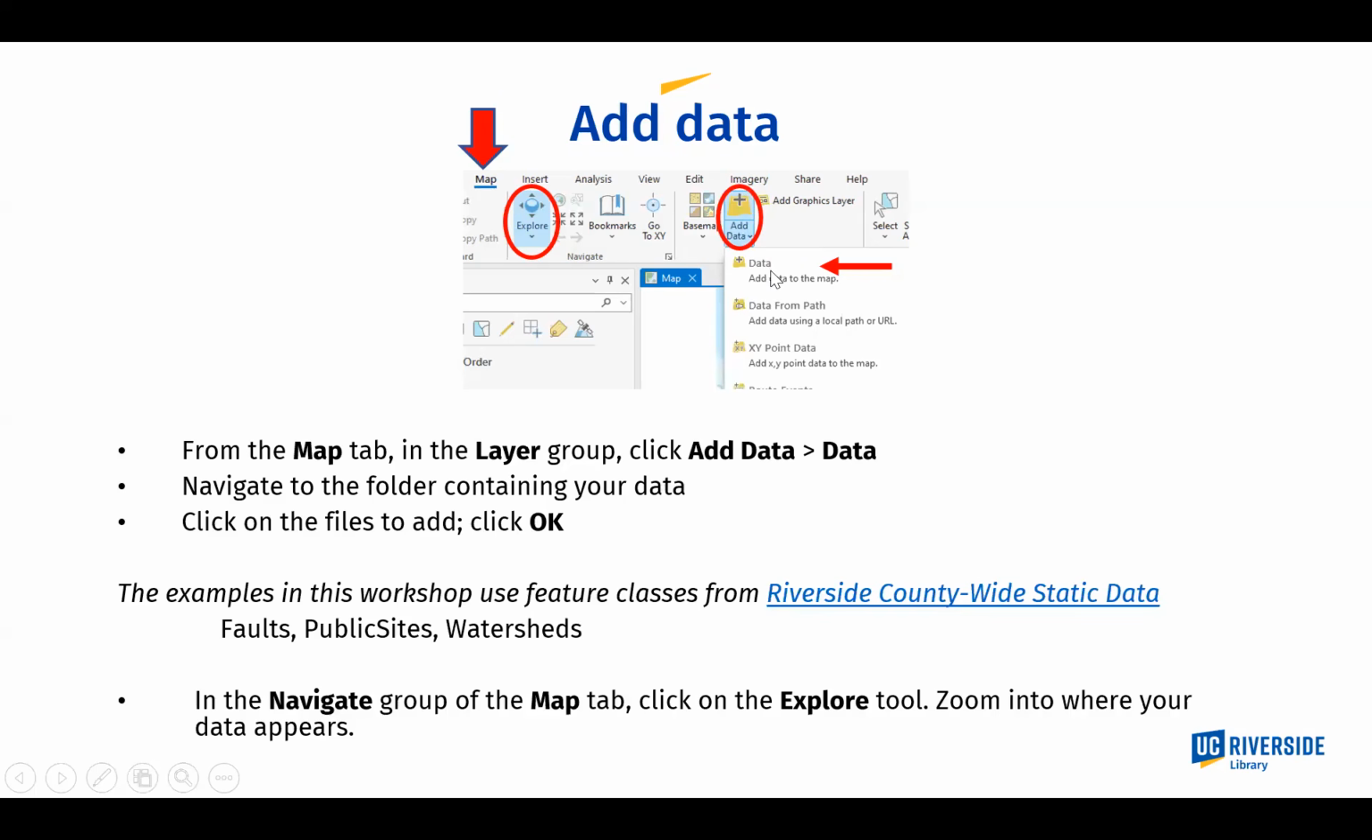And if you've got something stored locally, you can just click the first one, data, and then navigate in the window that appears to the folder containing your data, click on the files you want to add, and then click OK. Now, what you're going to see in this workshop are feature classes I have added from a geodatabase that is shared on the Riverside County website. This is countywide static data, is what it's called.